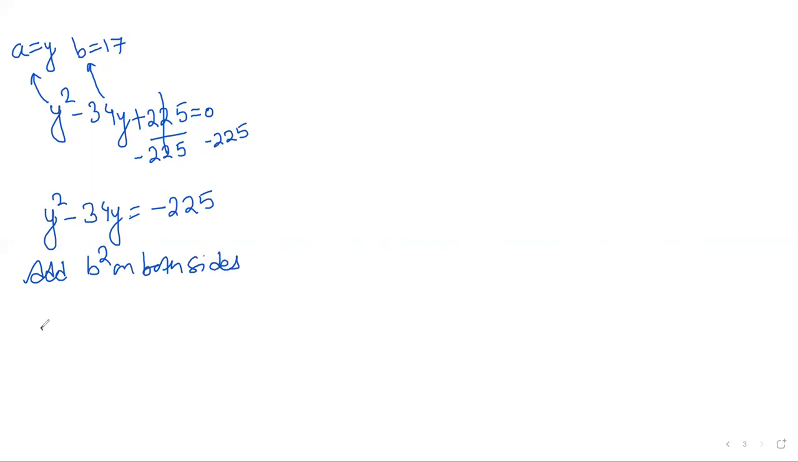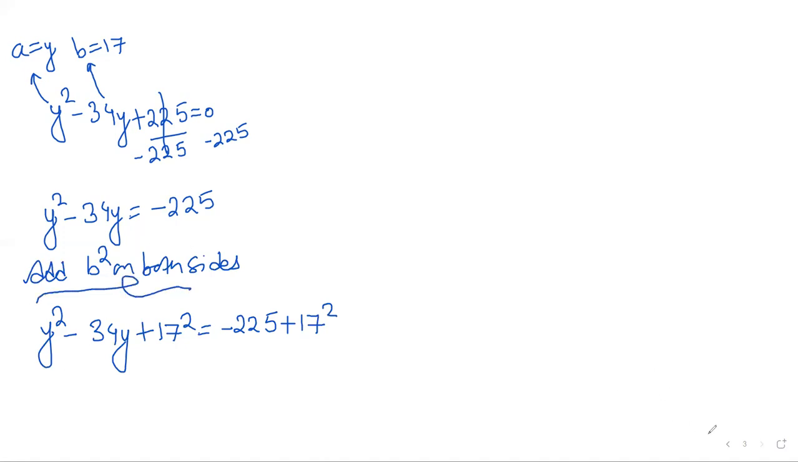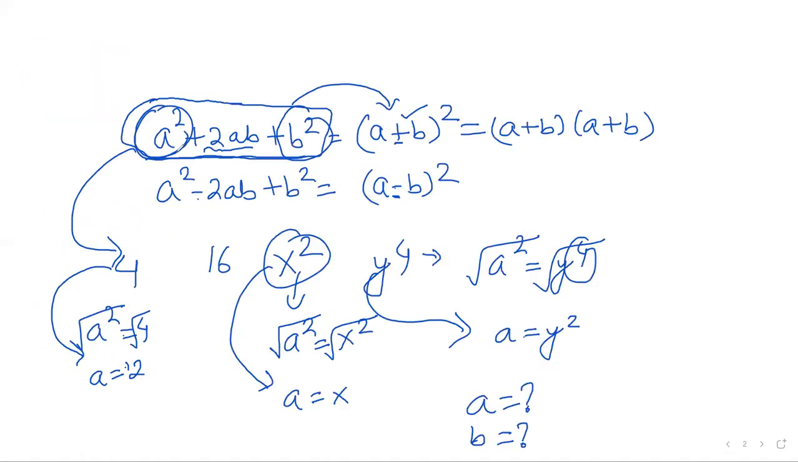So our b is 17. So you can say y square minus 34y plus 17 square equals negative 225 plus 17 square. Now what magic happens is this trinomial here, this can be expressed in one of these two forms, either this upper form or this lower form. So let's just look at the sign, which form we can take it to.